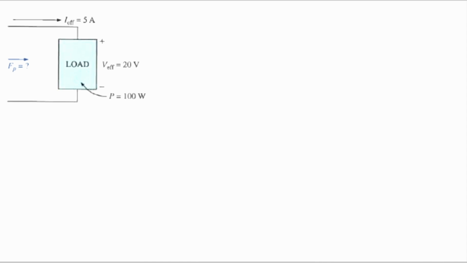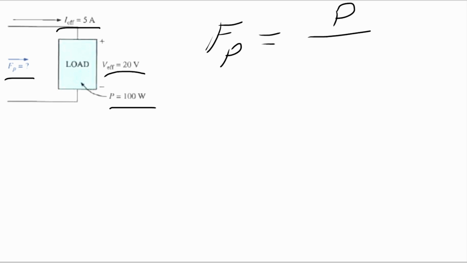As you can see in example 3, we are given both the effective current and the effective voltage values. And now we are also given the average power value. So what is FP? Well, in order to find FP, we would be using this formula instead of FP equals cos. And that would be P over VI.